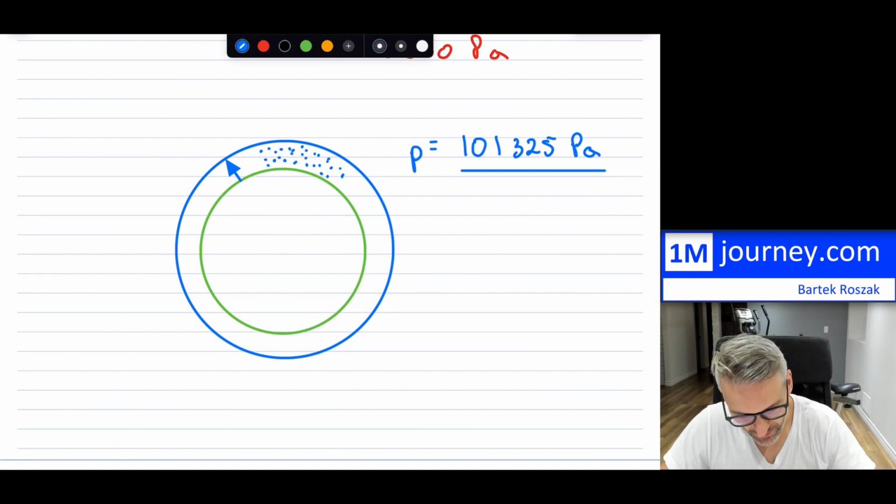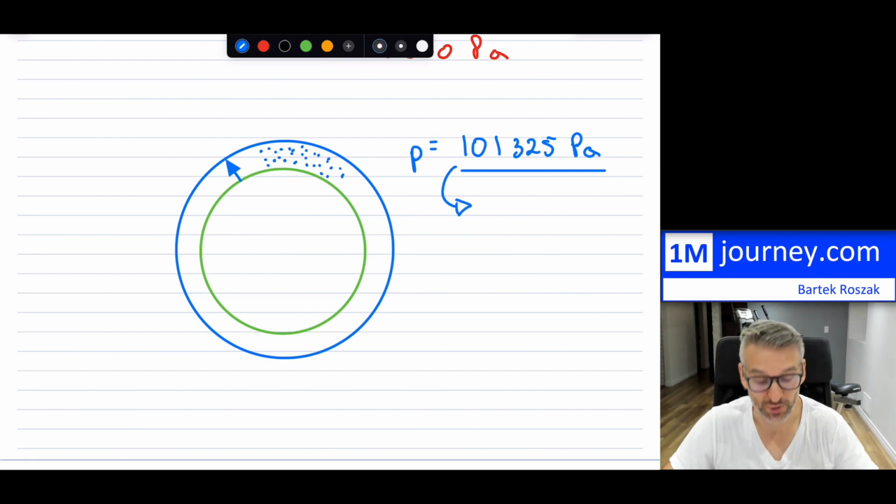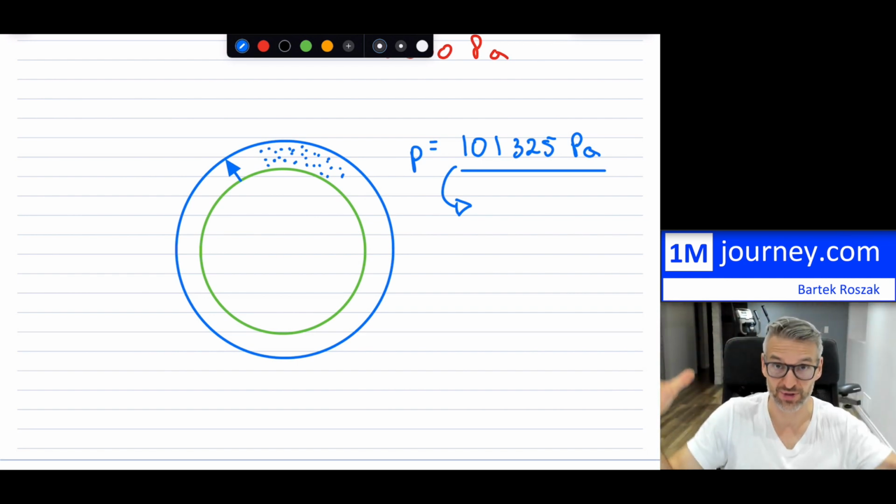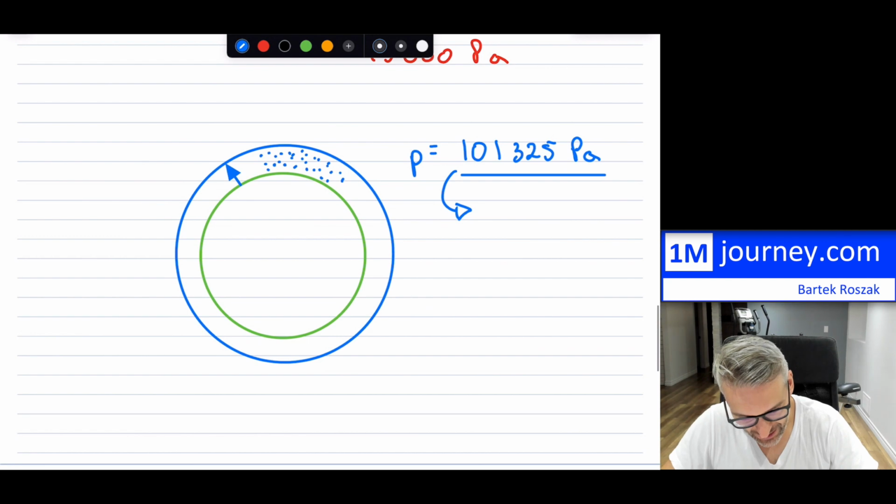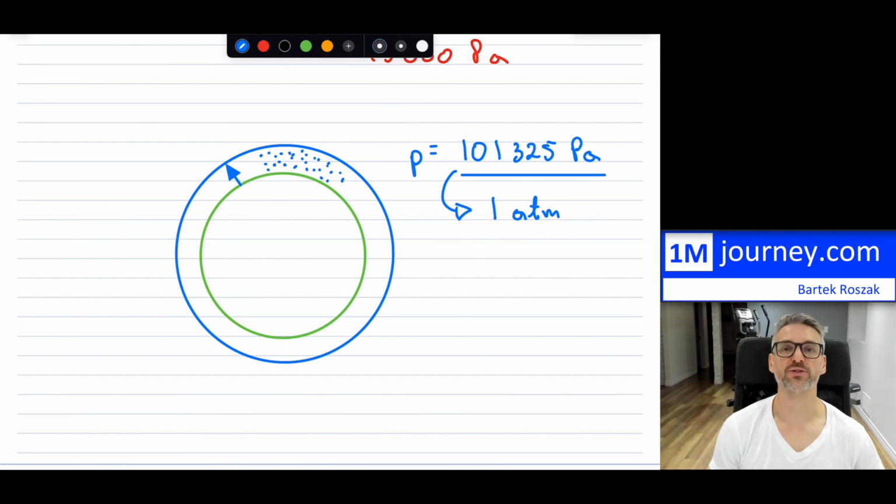And by the way, this value is known by a different unit, and it relates back to the atmospheric pressure, the air around us, and we call this 1 atmosphere, 1 ATM, and it is equivalent to 101,325 pascals.